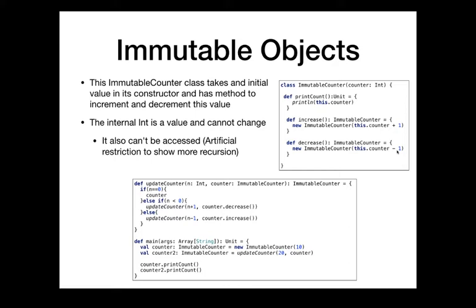Since we can't just say counter plus equals 1 or counter minus equals 1, because counter can't change since I didn't use var, I'm going to return a new instance of the immutable counter class, a new object of type immutable counter with that change reflected. I can't change it, but the only way I can get an object with a different counter value is by creating a new object and giving it that new value in its constructor. So I'm going to say this.counter plus 1 and create a new immutable counter object with that updated value.